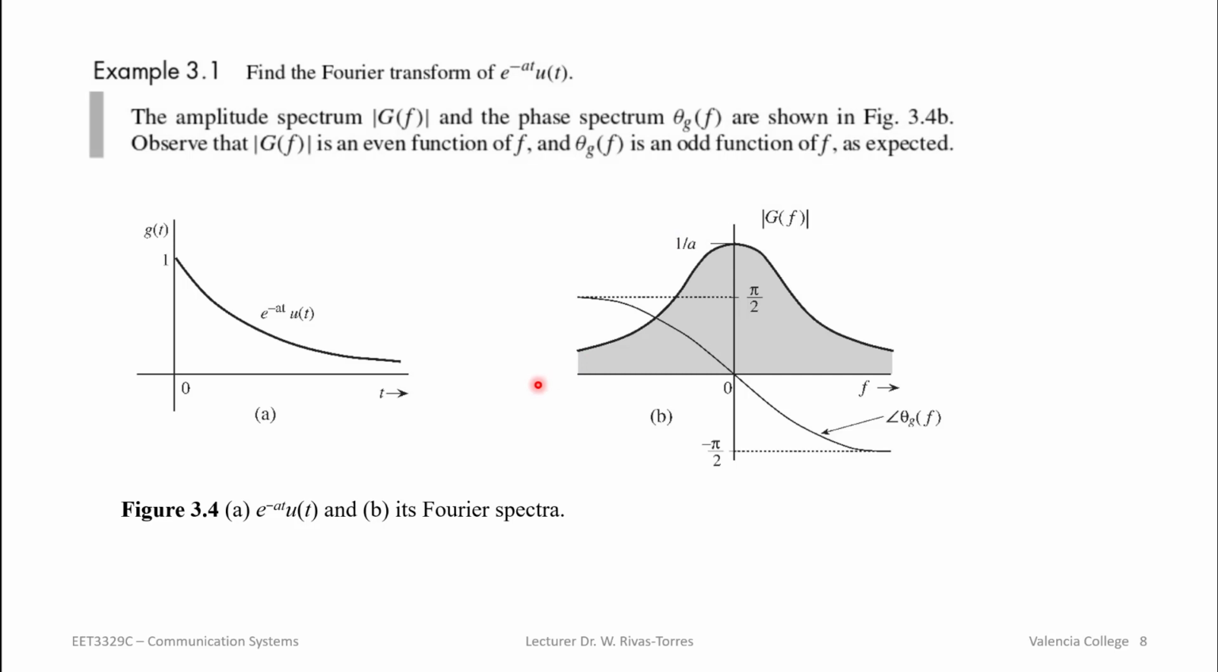And again, it has this bell-shaped sort of shape, and notice that the maximum is 1 over a. Right? So this is what the spectra looks like. So if I were to create this waveform and look at it on a spectrum analyzer, I would see something like this. Right?